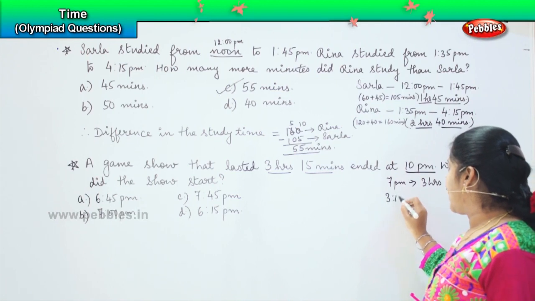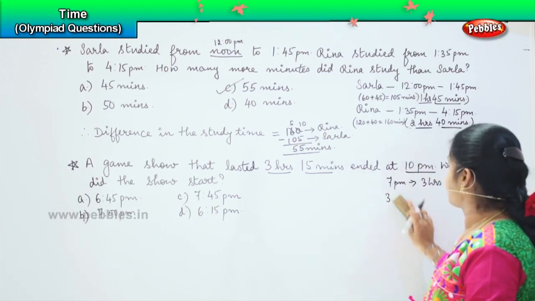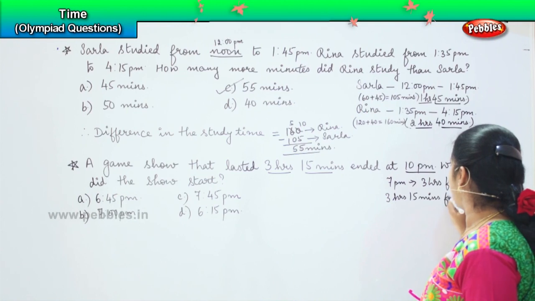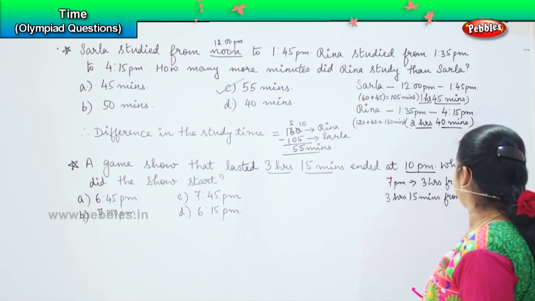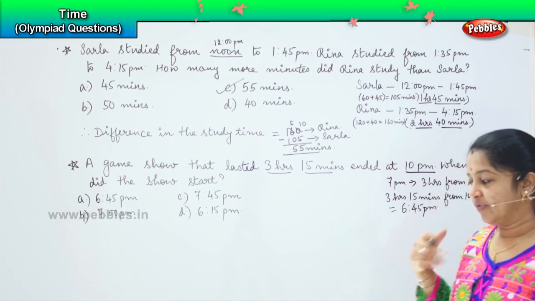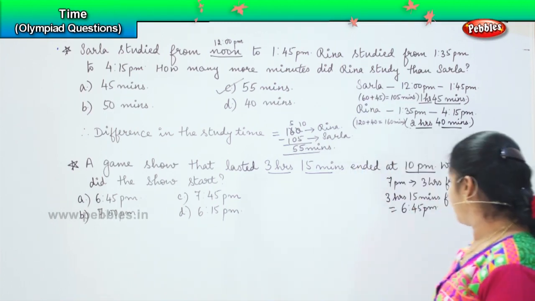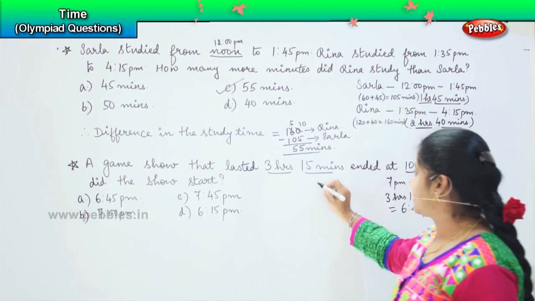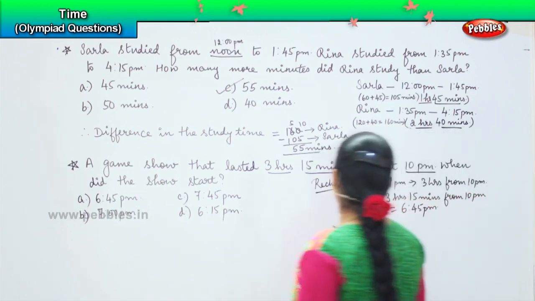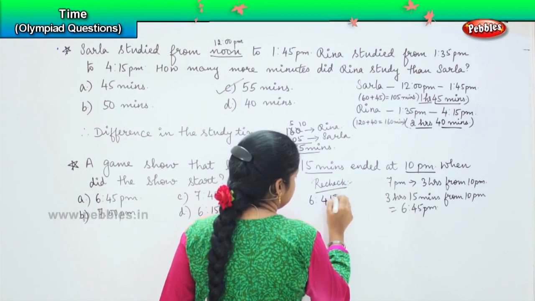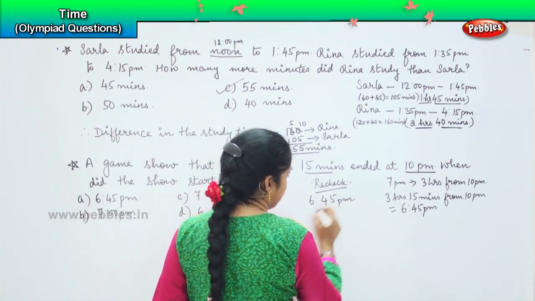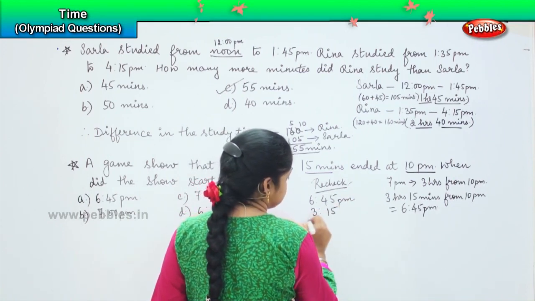So which means 3 hours and 15 minutes from 10 p.m. would be 6:45 p.m. Okay, we will try to do a recheck on it. So if we add 3 hours from 6:45, so this is your recheck, just to see whether you have done it right or not. So if I am getting the answer as 6:45, right? So say for example, my show started at 6:45 p.m. So now it lasted for how long, children? 3 hours and 15 minutes, right?